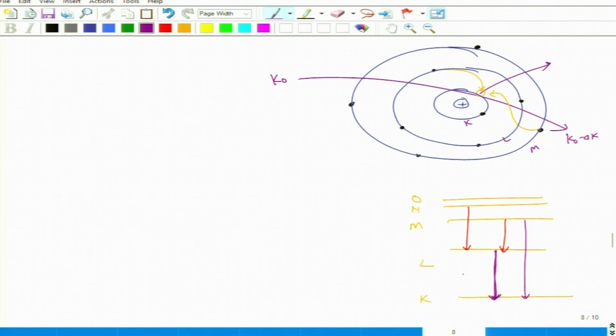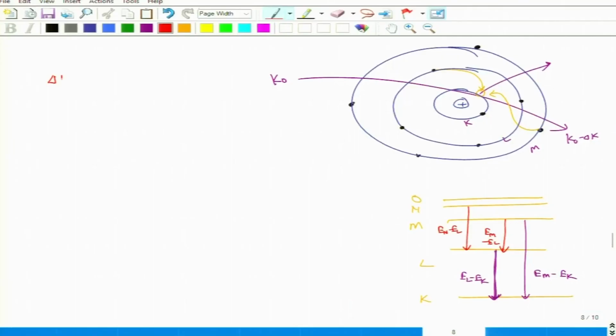So what will be the energy here? EL minus EK. For this transition it will be EM minus EK. For these two transitions it will be EM minus EL, and this is EN minus EL. The wavelengths corresponding to these four transitions remain in the X-ray range. There are many other transitions, but these specially remain in the X-ray range. So these four transitions give the peaks in the X-ray spectrum.